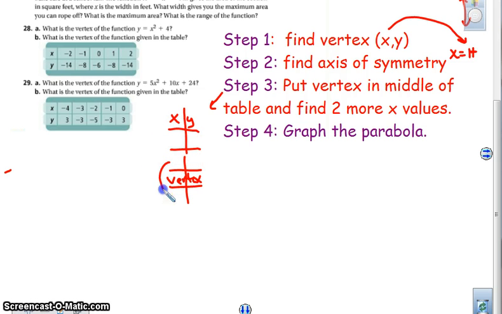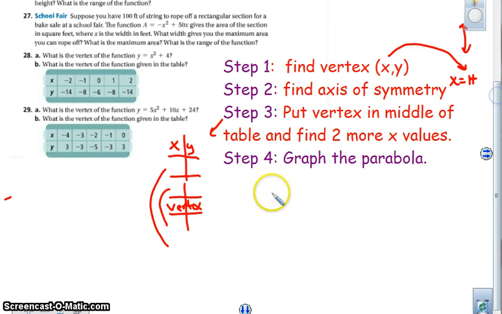So if you go one place away from the vertex and two places away, like we showed in the last video, you should be able to get those points. And the other thing is I would always check that these 2 points actually work for you, okay?